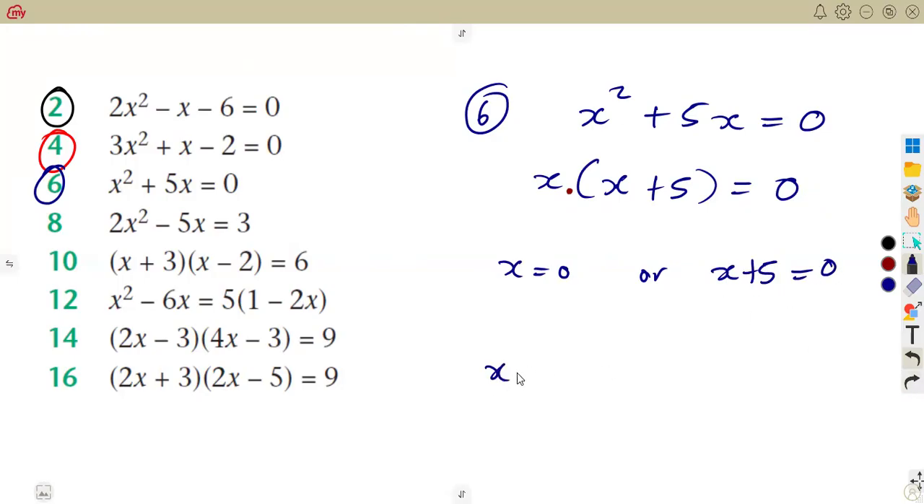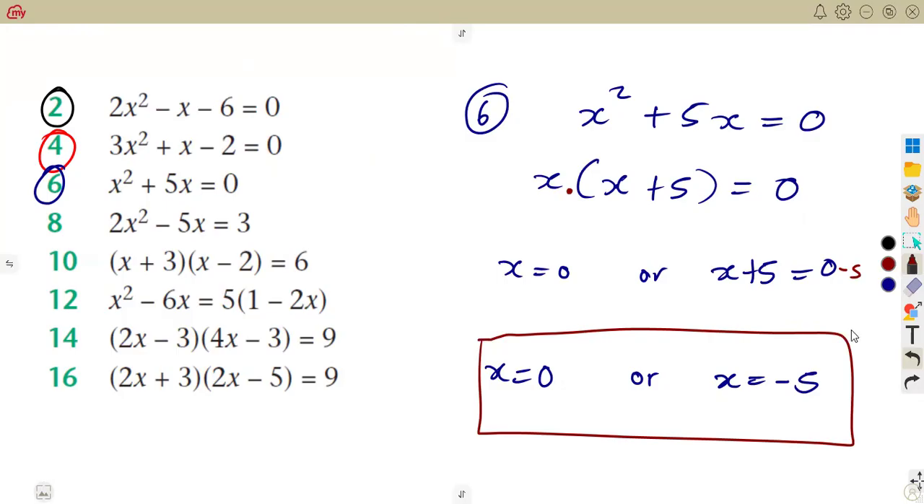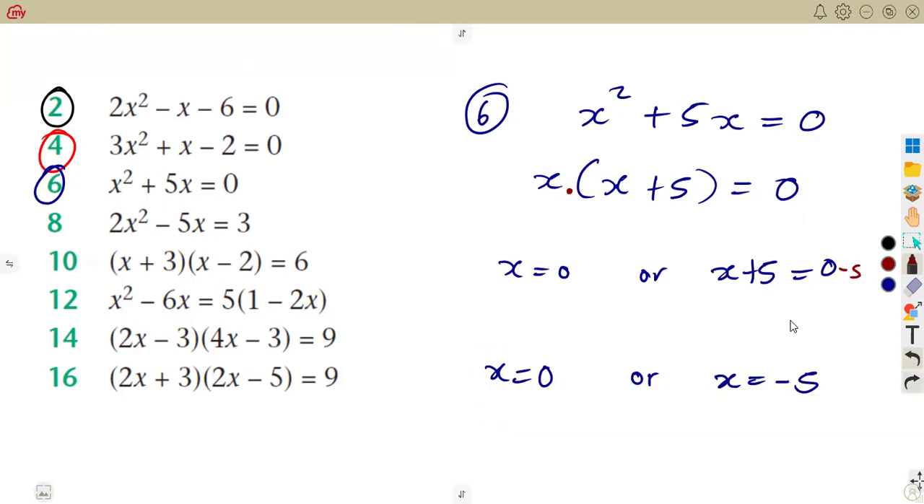So meaning to say, already there, we have got a solution. All right. Or I mean, the 5 to the other side will give us a minus. That will be 0 minus 5, which is minus 5. So these are the possible solutions that you could have obtained from there.